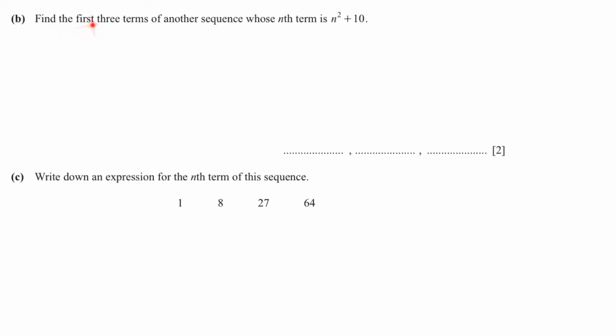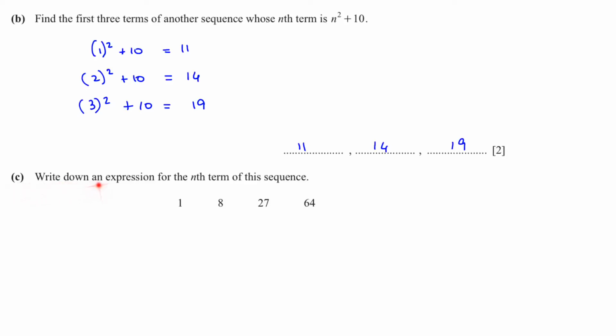Part B. Find the first 3 terms of another sequence whose nth term is n square plus 10. To find the first term, in place of n, we will substitute 1. That will give us 1 square plus 10, which is equal to 11. And for the second term, in place of n, we will put 2. So 2 square plus 10 is equal to 14. And for the third term, we'll replace the n with 3. 3 square plus 10 is equal to 19. So these are the first 3 terms of this sequence.